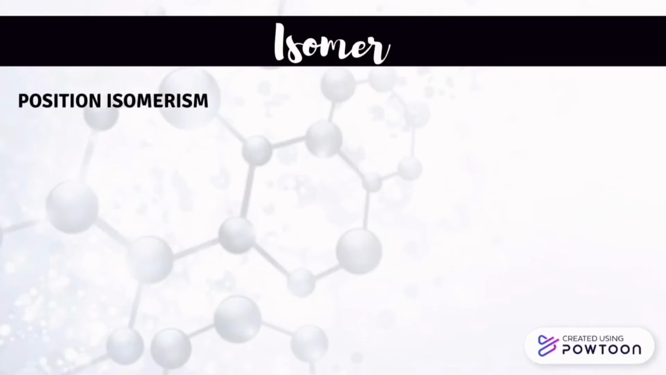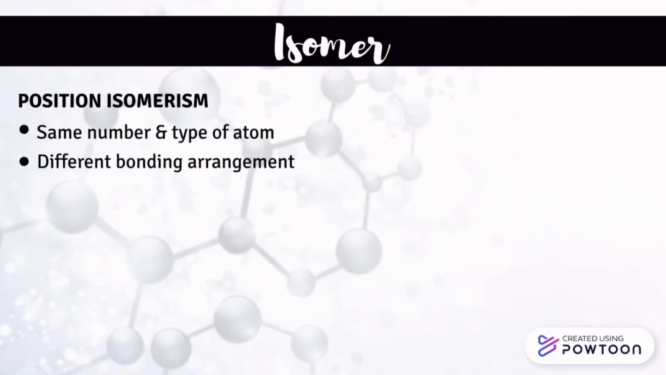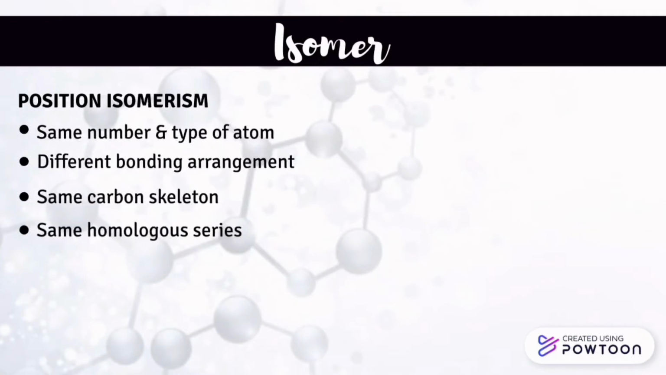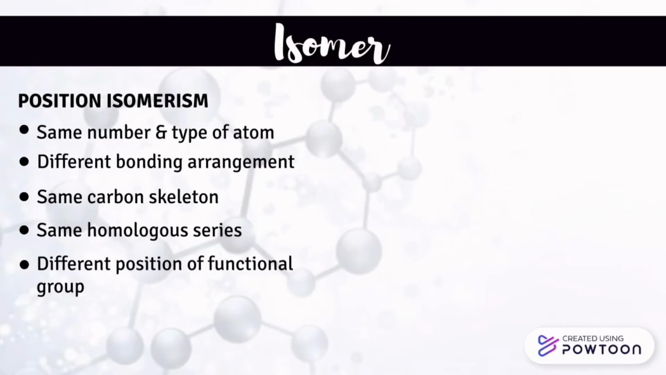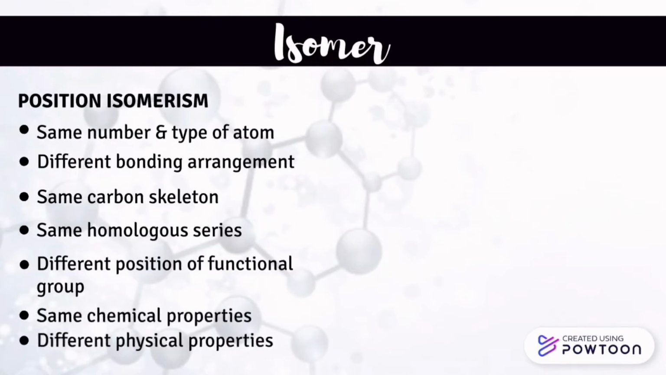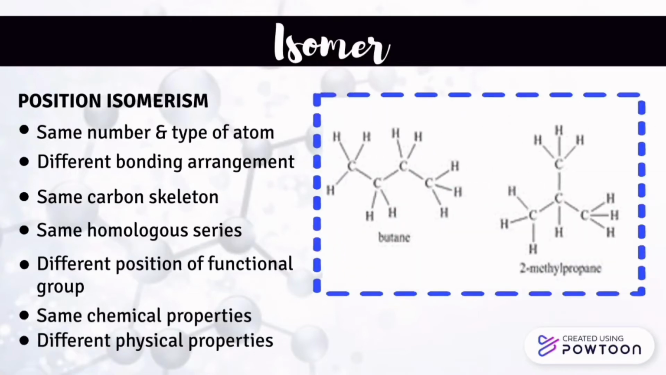Position isomers are compounds that have the same number and type of atoms but different bonding arrangements between the atoms. They have the same carbon skeleton and belong to the same homologous series but a different position of the functional group. Since they have the same functional group, they have the same chemical properties but different physical properties. Examples for these isomers are butane and 2-methylpropane.